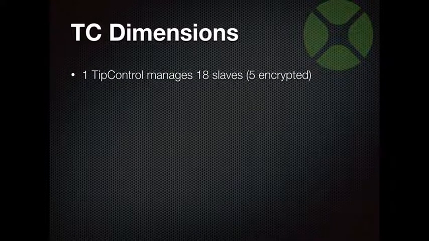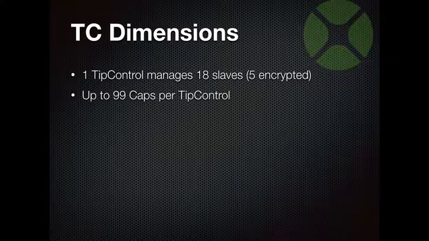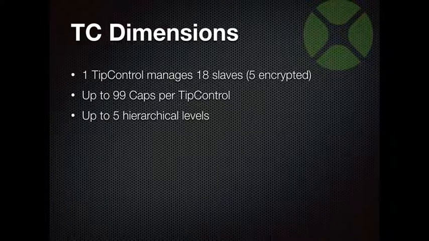Now, let's look at the dimensions of those things. I mean, this is really shocking. First of all, one TipControl, one of those devices, you can hook up to 18 other devices. Only 5 if you want to have it encrypted, so no one can listen in. Then you can put, at the moment, 99 caps on each one. That's going to be a pretty tall tower, but you can hook up to 99 of those. And then you have 5 levels of guys you can talk to. So that guy talks to that, that talks to that, but you never talk directly to that. But eventually you can have 5 levels.